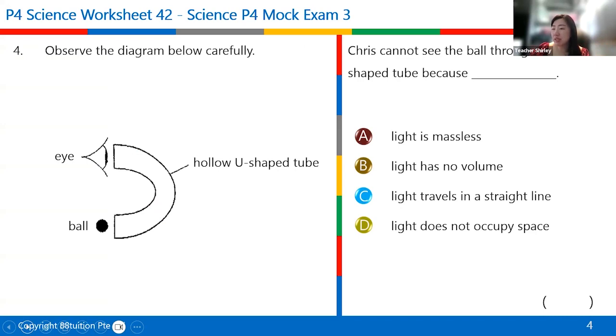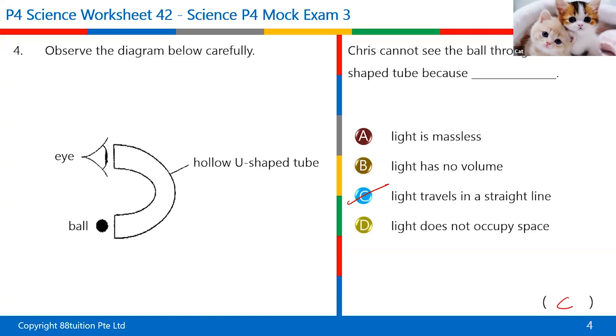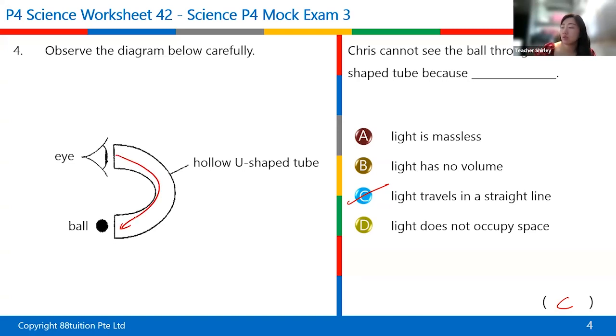Observe the diagram below carefully. You put your eyes there, and there's a hollow tube. Chris cannot see the ball through the U-shaped tube because, Catherine, light travels in a straight line. C. Well done. Very good. So this is the concept behind it. Light travels in a straight line. Because light cannot be bent, that's why you will never see. Unless there's a reflective mirror here, maybe, then she might be able to see.